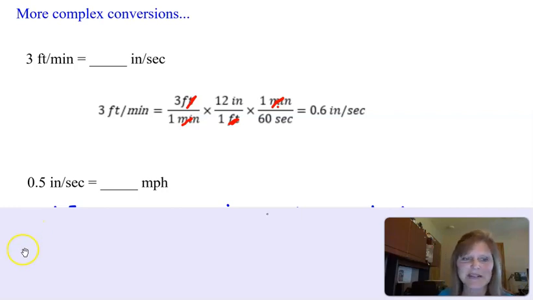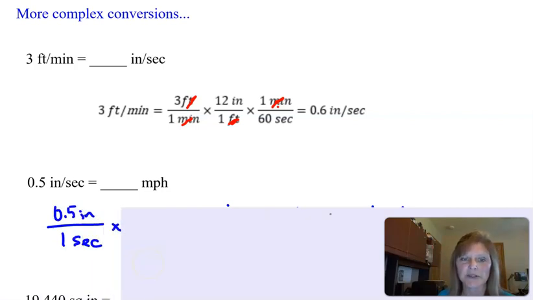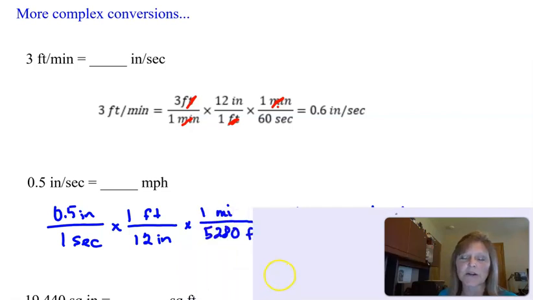Okay, let's see how we did. So we're going to start with what we know, 0.5 inches per second. I'm first going to deal with the length measurement. So we're going to use the 1 foot is 12 inches. So my inches are going to go away and I'm left with feet, but we're trying to get to miles. So I have to use another conversion factor here of 1 mile is the same as 5,280 feet. So now my inches are gone, my feet are gone, and all I'm left with is miles.